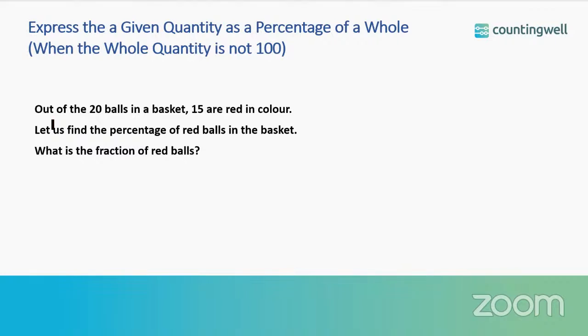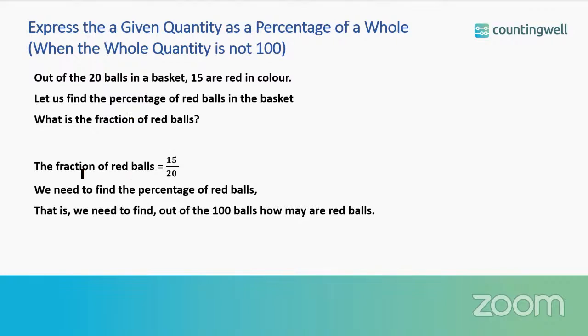Let us see one more example. Out of 20 balls in a basket, 15 are red in color. Let us find the percentage of red balls in the basket. What is the fraction of red balls? Let us solve this problem. The fraction of red balls is 15 by 20. Why? Because there are 15 red balls and the total number of balls is 20.